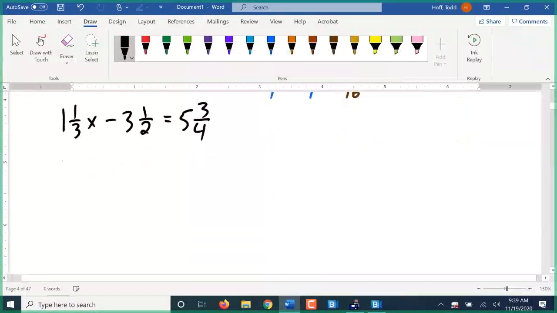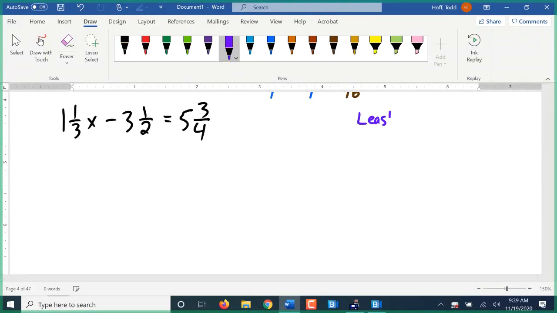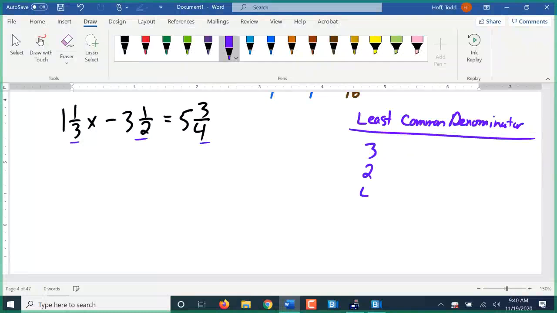If we really, really, really do not want to work with the fractions, we can find a least common denominator. So we look here, we've got denominators of 3, 2, and 4. The least common denominator for all 3 of them, in other words, the smallest number that all 3 of them will go into. So the common denominator has to be equal to or greater than any of the denominators we're looking at.